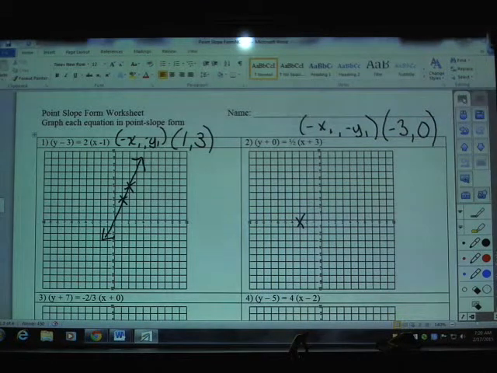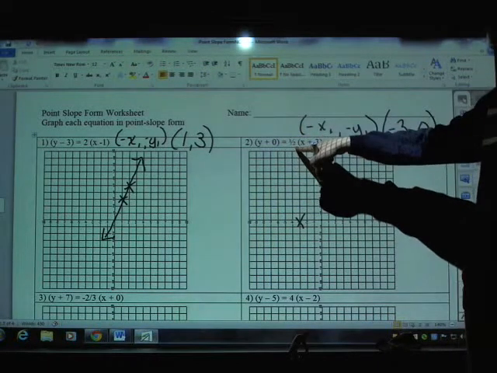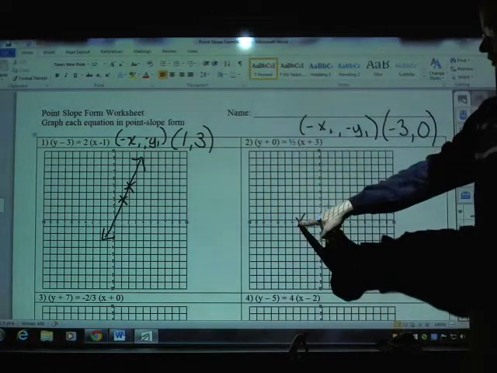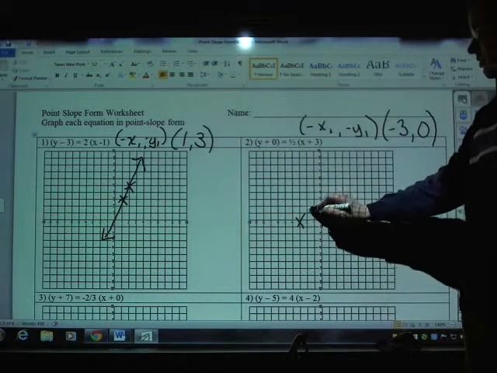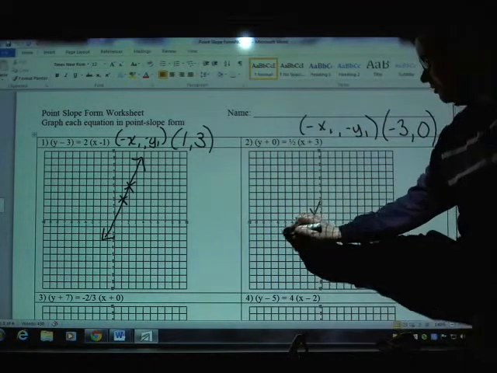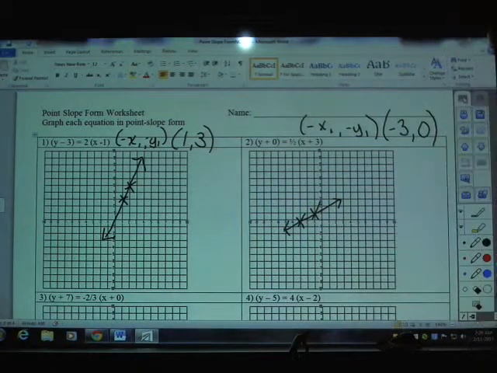Then I look at my slope. My slope here is 1/2. A slope of 1/2 means I'm going to rise 1 and run 2. So from this point, I'm going to rise 1, meaning go up 1, and then run 2, go 2 blocks to the right. And I connect my points, and there's the graph of y plus 0 equals 1/2 times x plus 3.